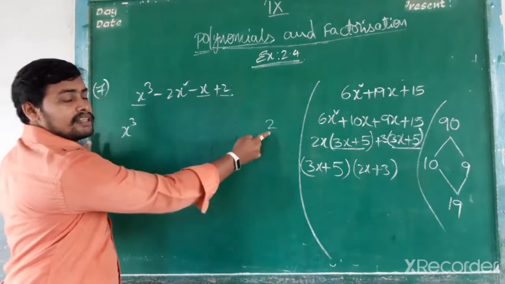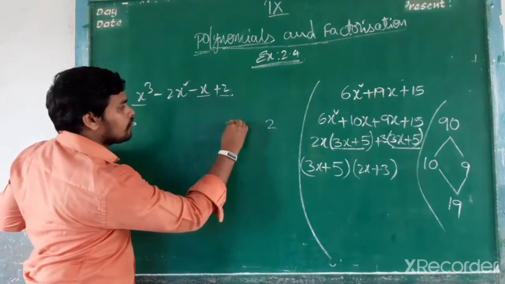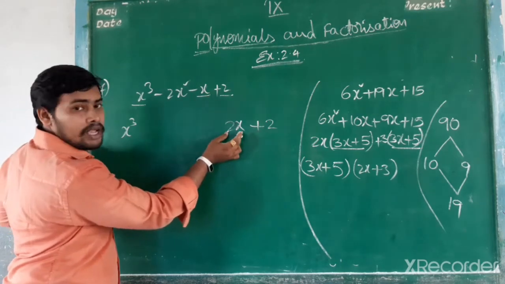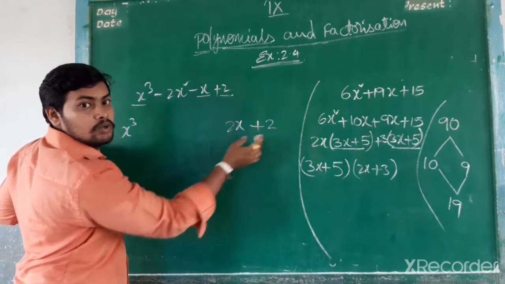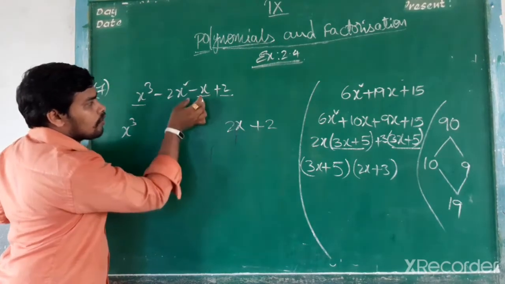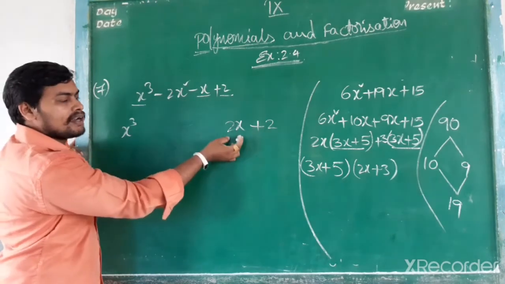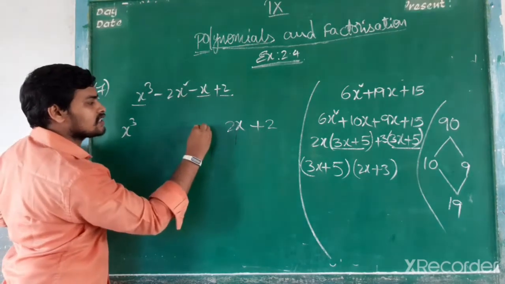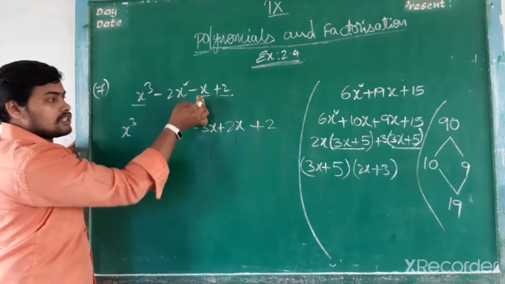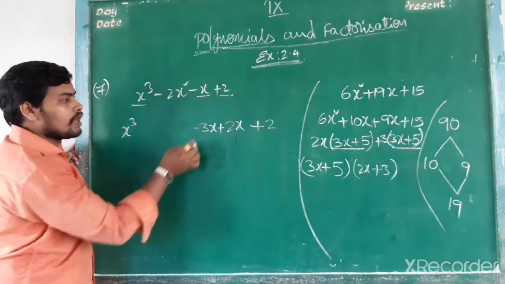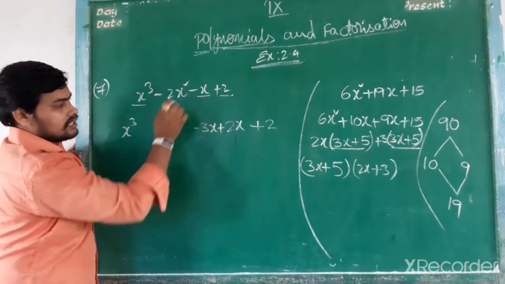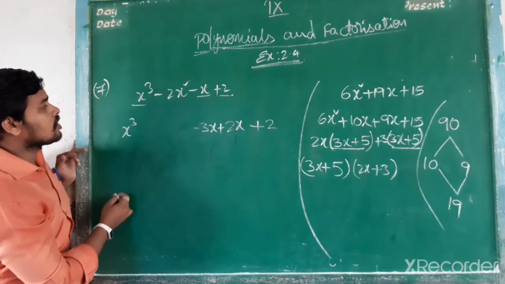Here, what is the constant term? It is 2, so you simply write 2x, because 2 is the common factor of these two terms. Next, we need to get minus x, but here we have 2x. How can you get minus x? You write minus 3x plus 2x, and the value is minus x. Minus 3x plus 2x gives minus x.